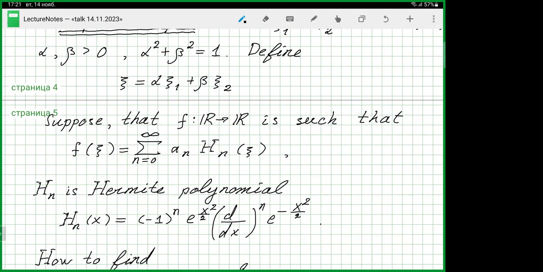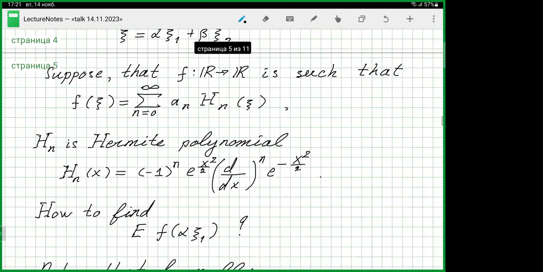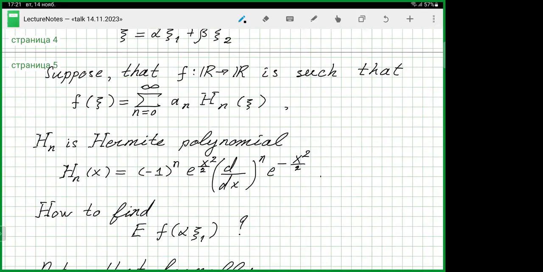The question is, how to find such an expectation? We need to find the expectation of f of alpha xi1. Of course, if we have the function f defined by a formula, for example f of x equals sine of x, or f of x equals x cubed, then the answer is trivial. But let's imagine that you just have these coefficients a_n. The problem becomes less trivial. And the approach can be the following.